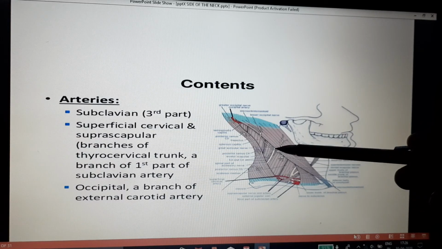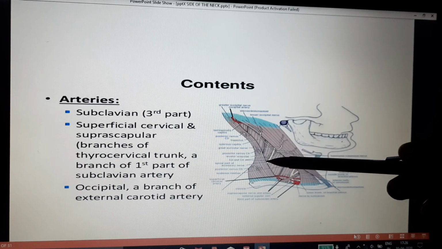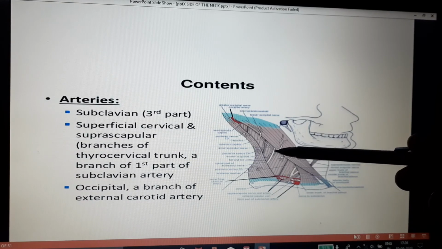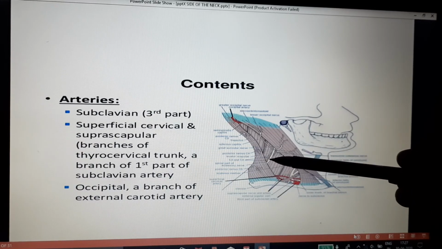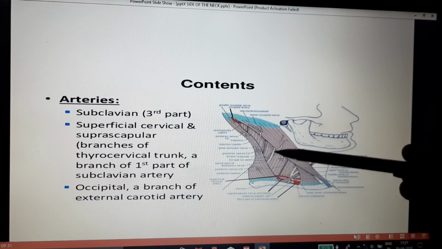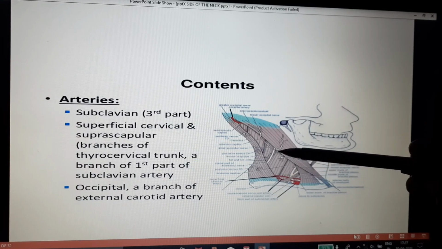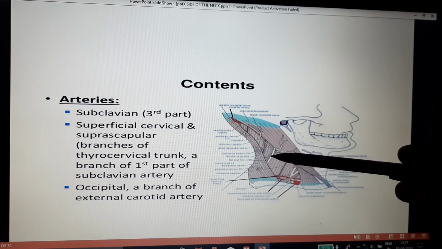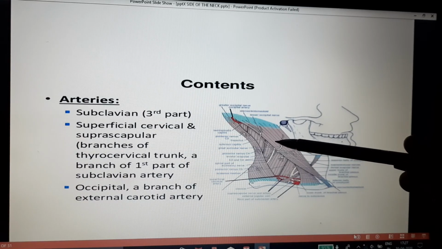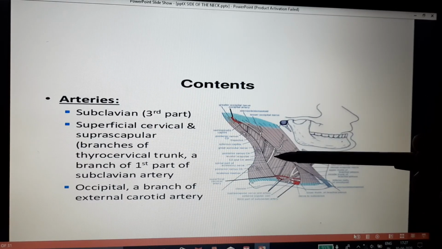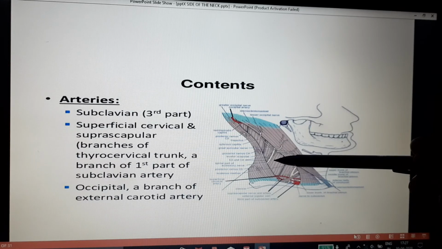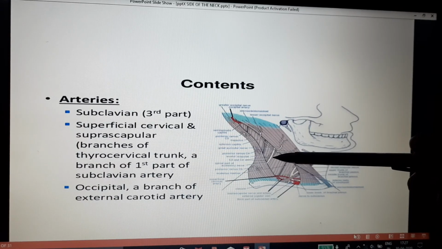This is the spinal part of accessory nerve and it is just beneath the investing layer of deep cervical fascia. You can say it is plastered underneath the deep cervical fascia. This is the only cranial nerve you can get in the posterior triangle, and this is a purely motor nerve. It supplies the sternocleidomastoid and trapezius. It runs on the levator scapulae and is present beneath the investing layer of deep cervical fascia.